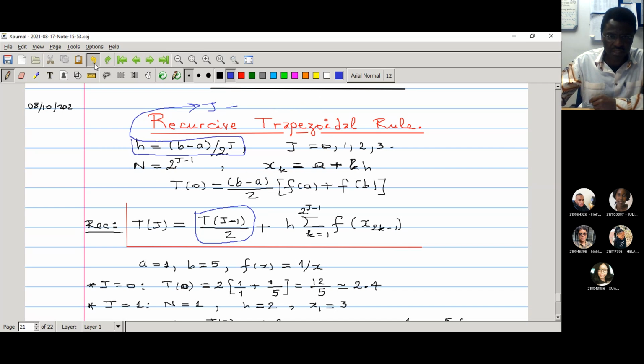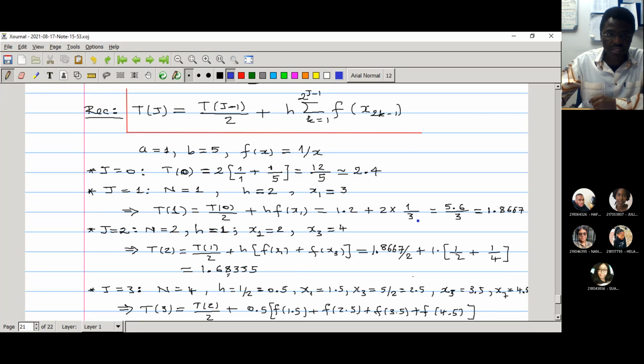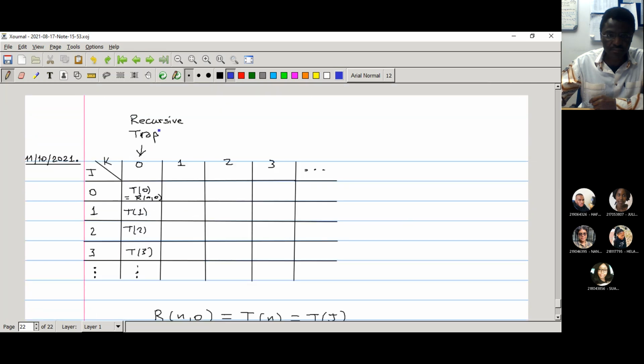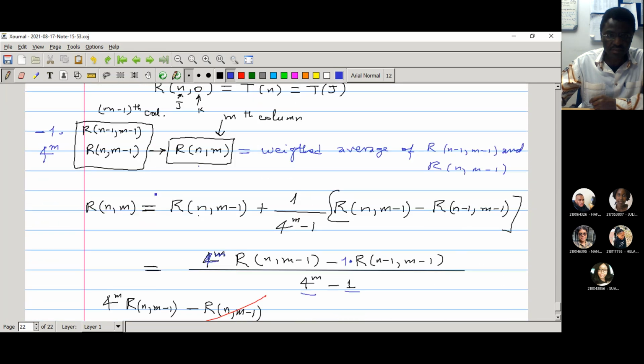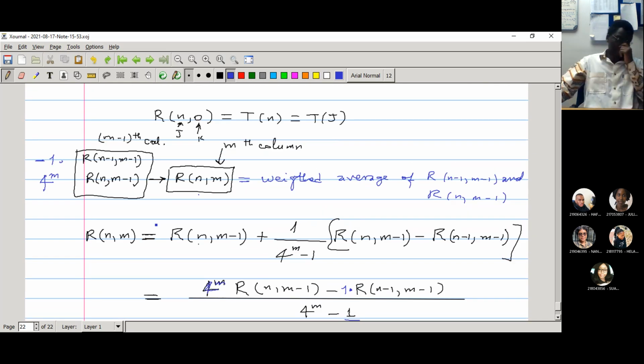And we use the recursive formula to define the Romberg algorithm, right? Okay, so today what we are going to do, we are going to tackle a new concept, and that is the concept of Gaussian quadrature formula.